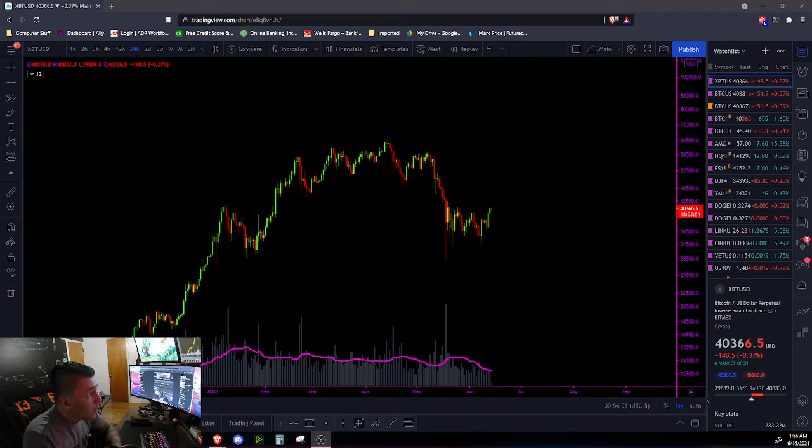Now, horizontal support and resistances are one of the key components in how I conduct my own analysis and how I basically make my own trading decisions. It is the strongest indicator, in my opinion, of my analysis. It outweighs RSI, it outweighs stochastics, it outweighs basically everything.